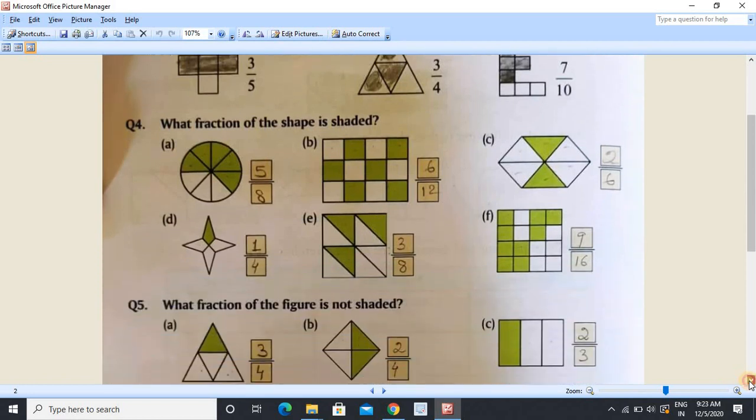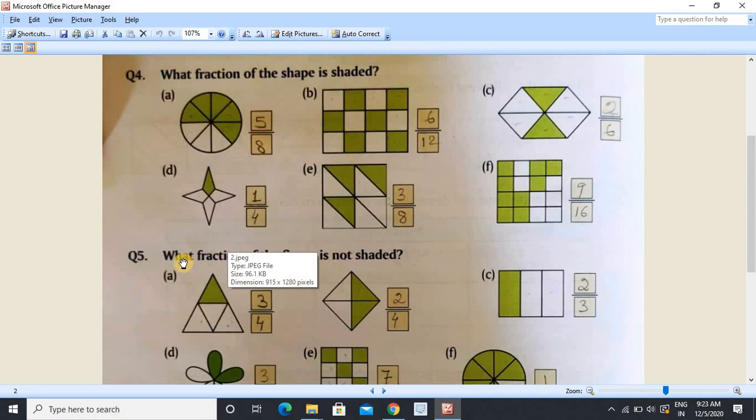Now let us move to question number 5. What fraction of the figure is not shaded? You have to read the question carefully. The question asks about the part that is not shaded. So in this question we will count all the equal parts: 1, 2, 3 and 4. Denominator will be 4, but for the numerator we have to see how many parts are not shaded. So 1, 2 and 3. 3 parts are not shaded. In the same way, you have to complete B, C, D, E, and F.